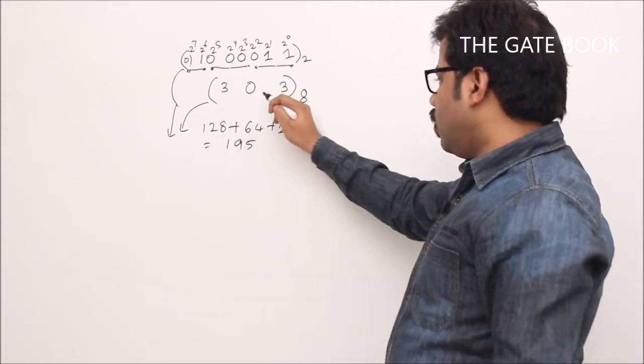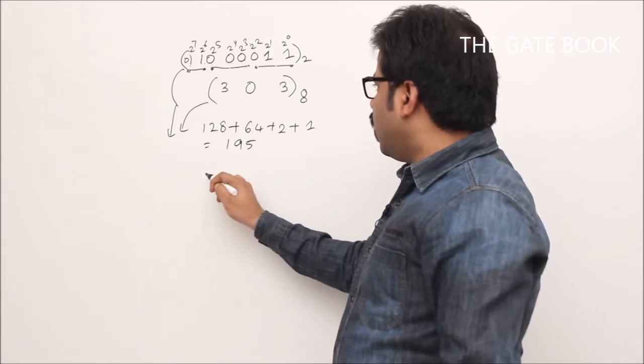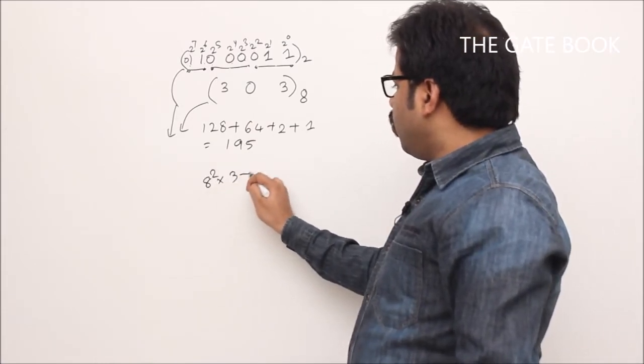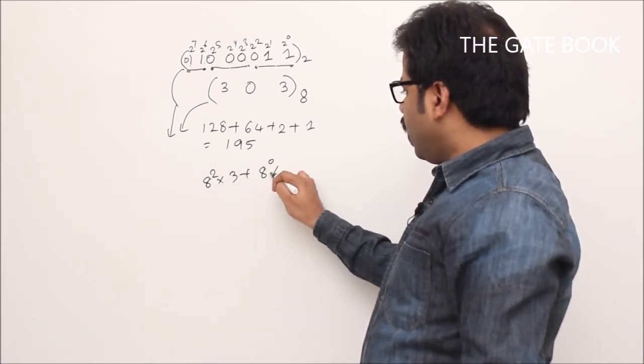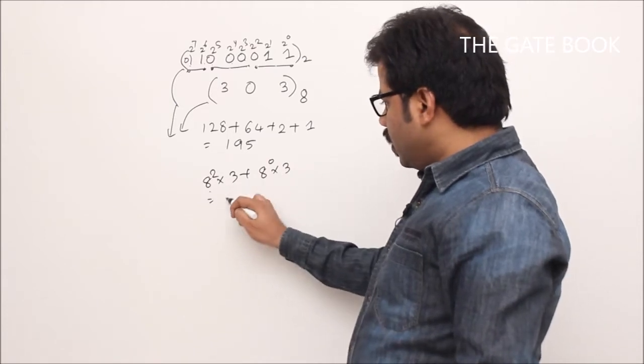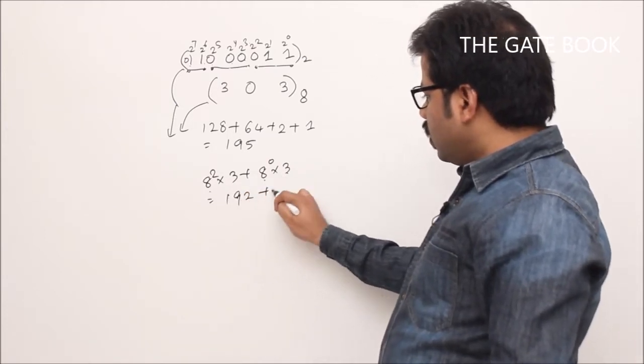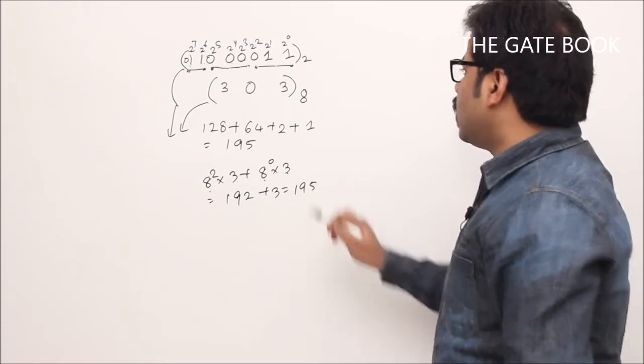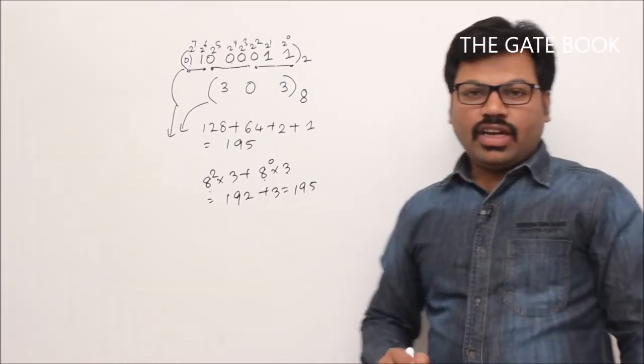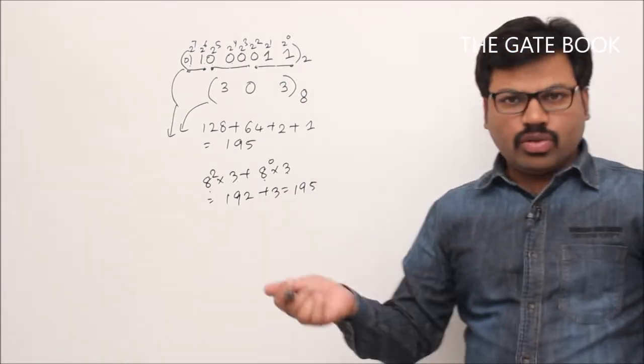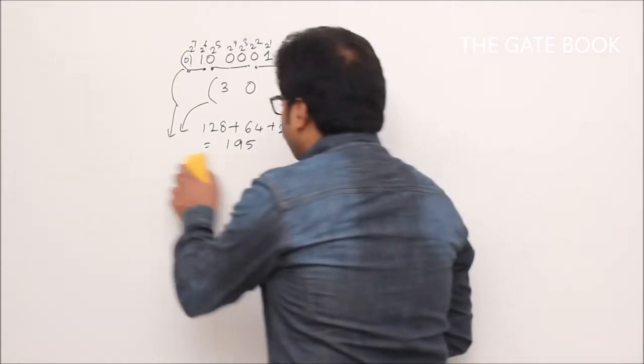Let us convert 303 into decimal. 8 square into 3 plus 8 power 0 into 3, correct? It would be 64 3s are 192 plus 1 3 is 3, 195. Yes, that's why this model works. Finally, we can convert binary to octal with this model.